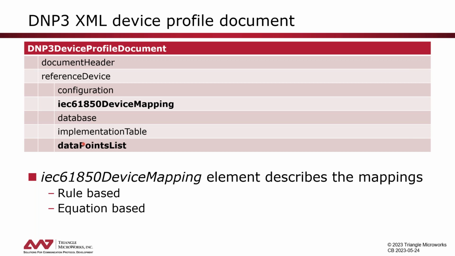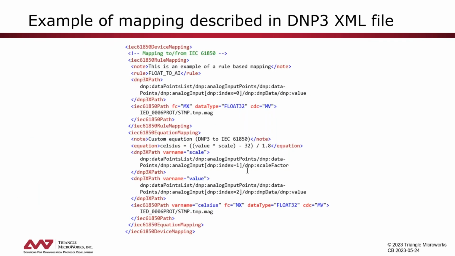to describe the mapping. The mapping can either be rule-based, based on the rules we have just had a look at, or it can be equation-based. As an example, when we have to map a double point onto two binary points, we will use an equation-based mapping. But in most cases, we'll use a rule-based mapping.